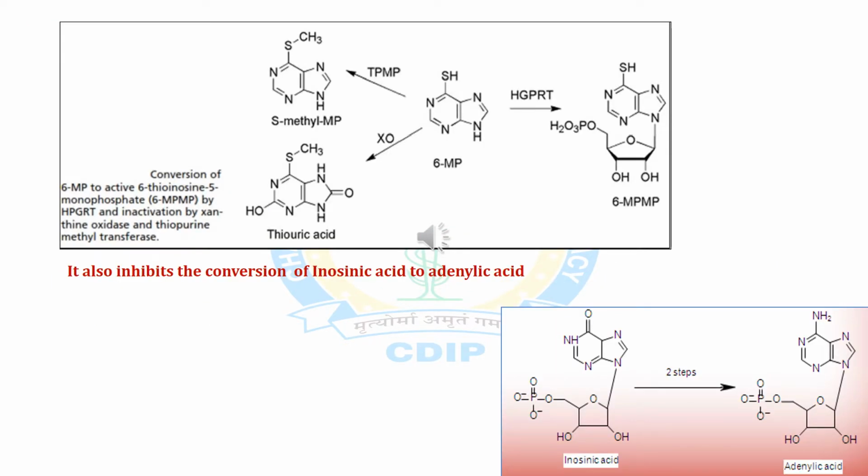So, this is the structure of a purine derivative. The drug is 6-mercaptopurine in the center. When it interacts with HGPRT, it will generate 6-MP-MP. With xanthine oxidase, it is metabolized to thiouric acid. When it reacts with TPMT, it is metabolized to S-methyl-MP. So, it also inhibits the conversion of inosinic acid to adenylic acid. If you see the reaction below, this inosinic acid is converted into adenylic acid in a 2-step synthesis.